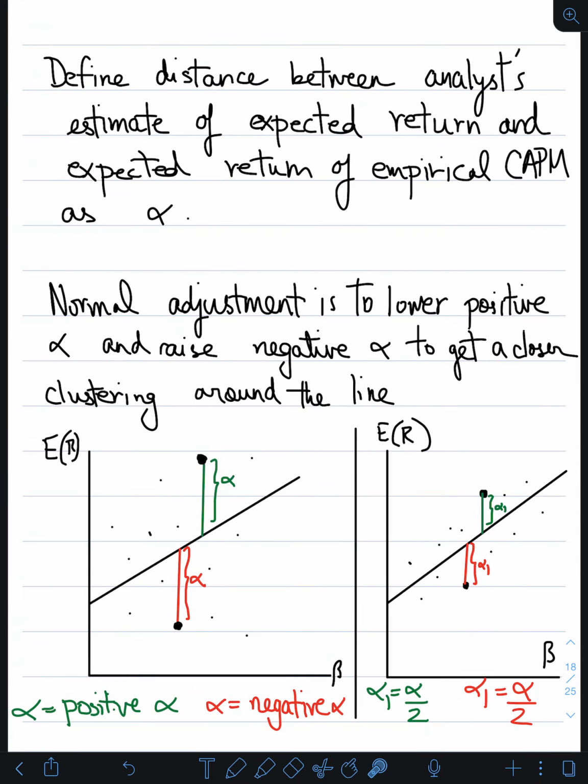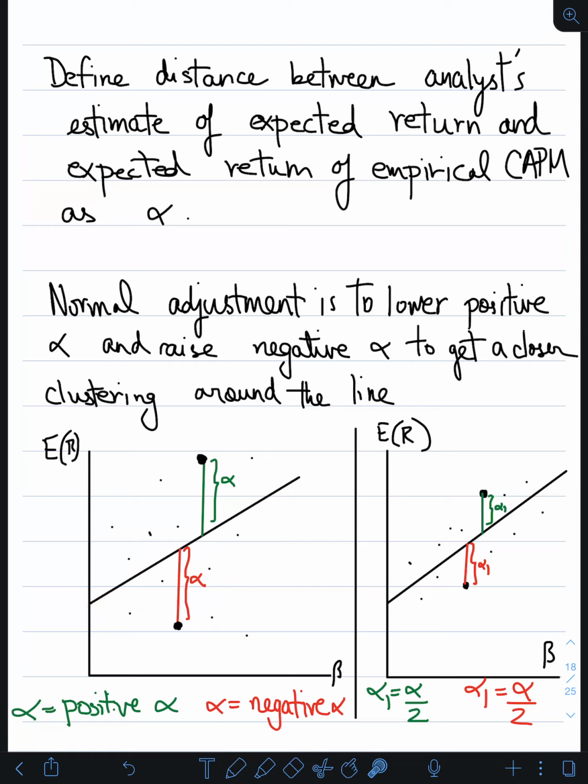So let's take a look at how that looks. We define the distance between the analyst's estimate of the expected return and the expected return of the empirical CAPM, and we call it alpha. Remember, all these points plotted are the analyst estimate of expected return against beta, and we take this difference. Anything above the line is considered a positive alpha. Anything below the line is considered a negative alpha. Then we try to reduce all these alphas to bring them closer to the line.